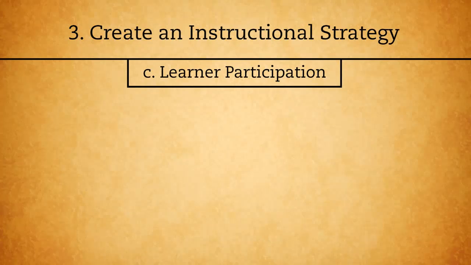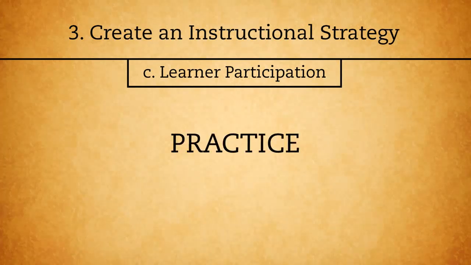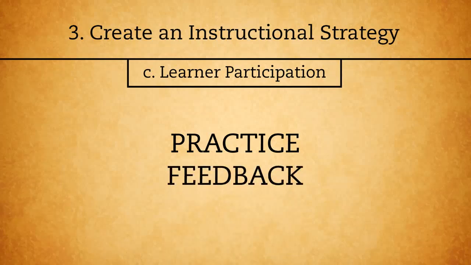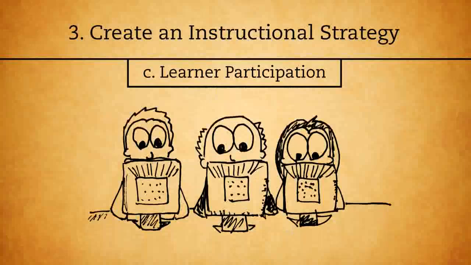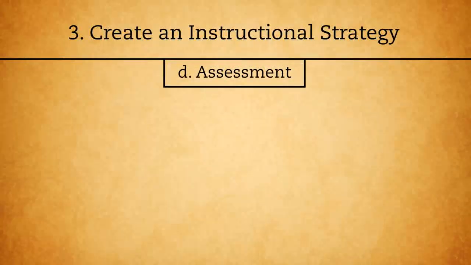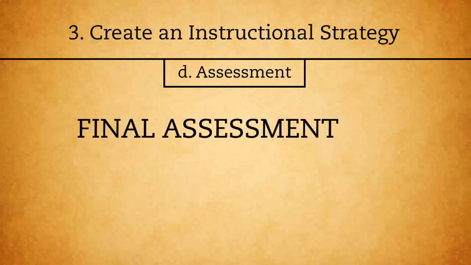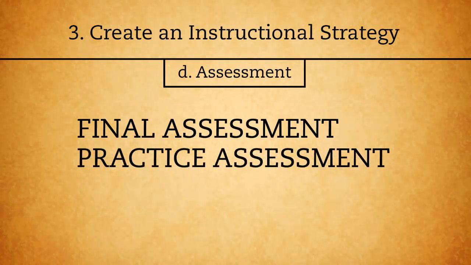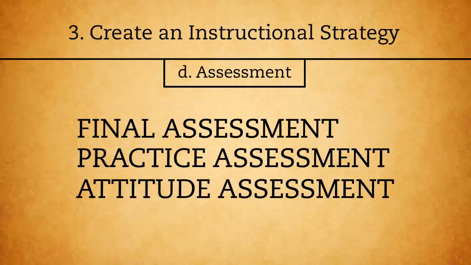It is very important to plan plenty of learner participation in your instructional strategy. This means allowing your students to practice a task as well as providing them with feedback. In our example, you could let students try sending you a message on their own computers and then tell them what they did right or where they tripped up. You will then want to plan for assessment in your instructional strategy. In addition to the final assessment we talked about earlier, you may want to include practice assessments as well as a final attitude assessment, which asks your learners how they felt about the course.